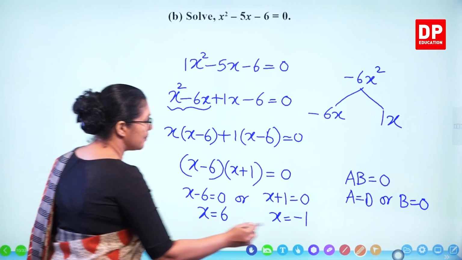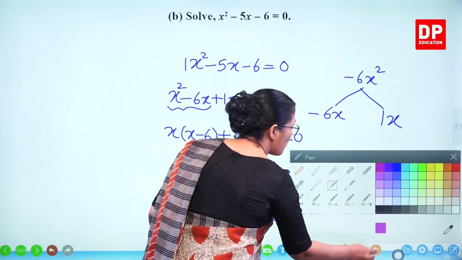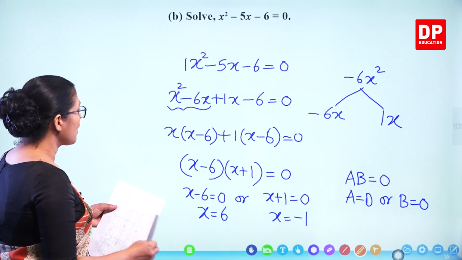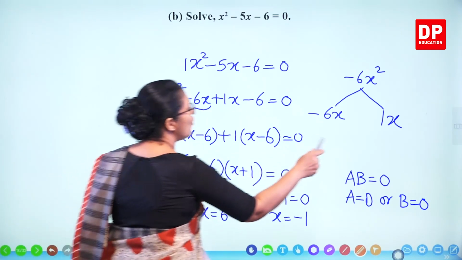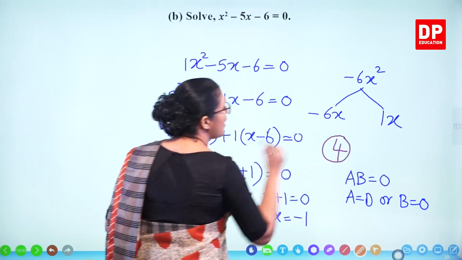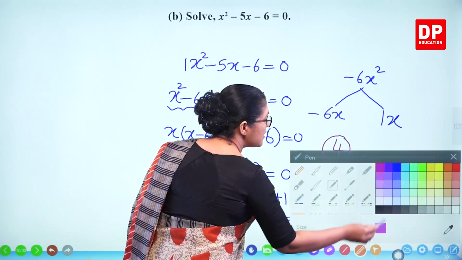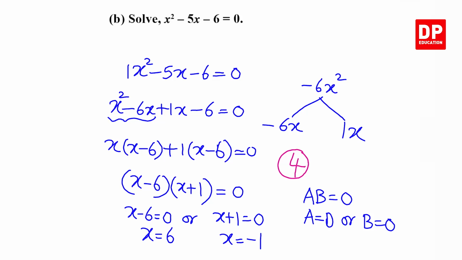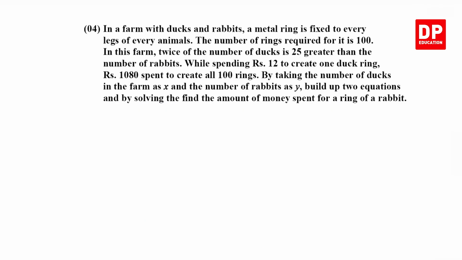So you get how many marks? 4 marks for the whole thing. So 4 marks for this part. So altogether 10 marks. Now we'll look at question number 4.